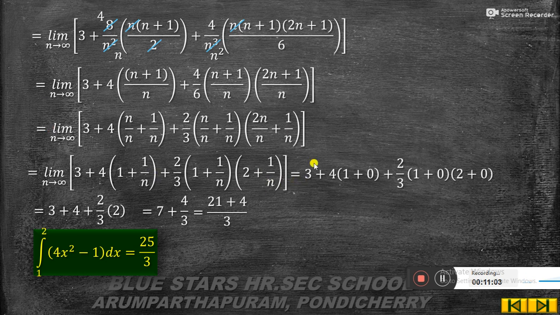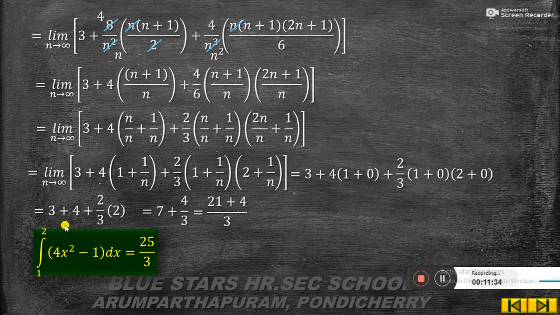So in the next step, limit n tends to infinity, 3 plus, now I substitute n equal to infinity, 1 by infinity is 0. Therefore 3 plus 4 into 1 plus 0, plus 2 by 3 into 1 plus 0 into 2 plus 0.